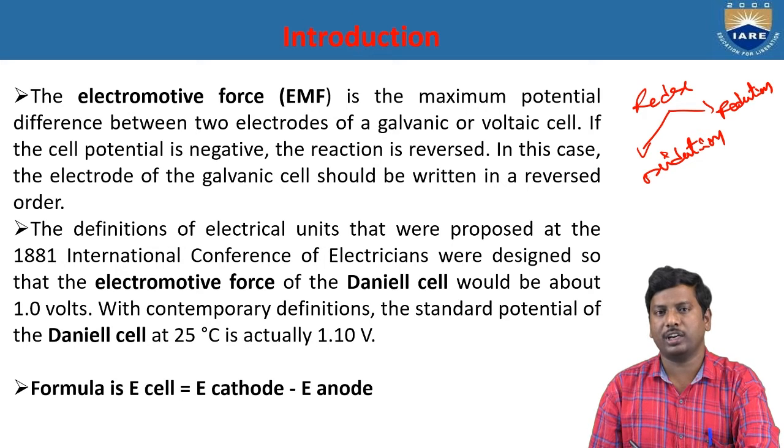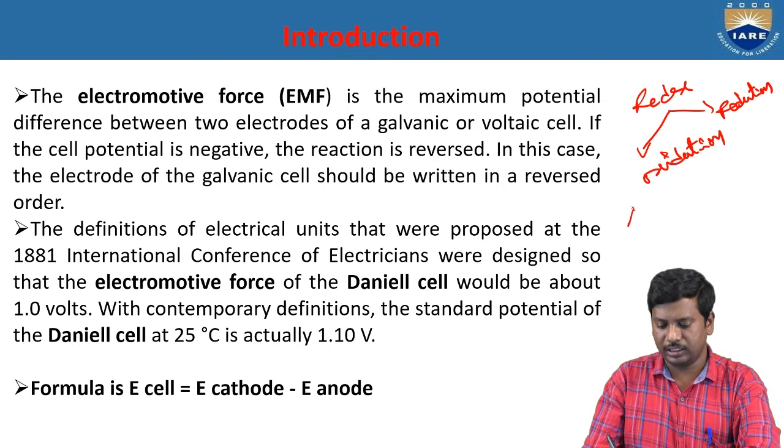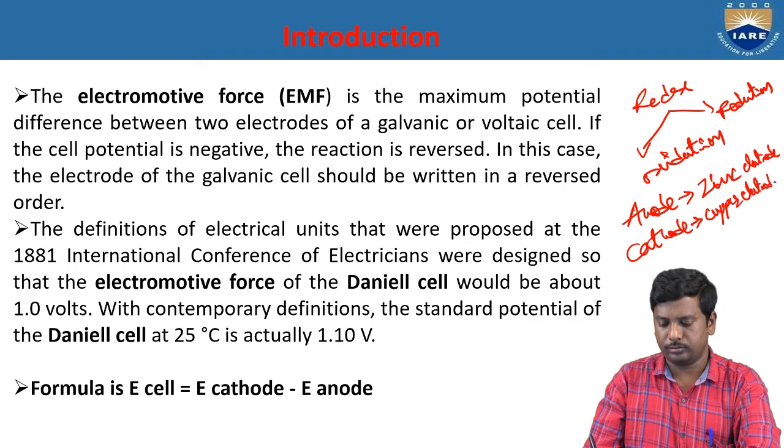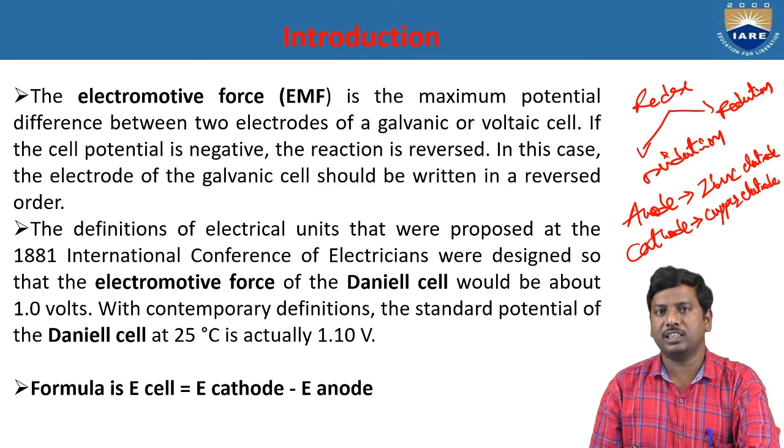So, for example, if you take a galvanic cell, there are two electrodes present. One is the anode and the other is the cathode. The anode is the zinc electrode, and the cathode is the copper electrode. The zinc is present in zinc sulfate solution and copper is present in copper sulfate solution. So the redox reaction takes place between the zinc and copper.